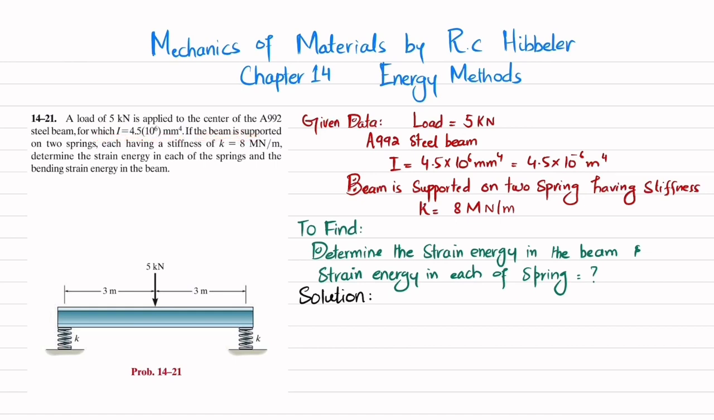If the beam is supported by 2 springs, each having a stiffness of k = 8 meganewton per meter, determine the strain energy in each of the springs and the bending strain energy in the beam. You can see this is the beam supported on the 2 springs with stiffness k of 8 meganewton per meter, and there is a 5 kilonewton load applied at the middle. Due to this load, you have to determine the strain energy in the beam due to bending and the strain energy in each of the springs. So let's start with the solution.